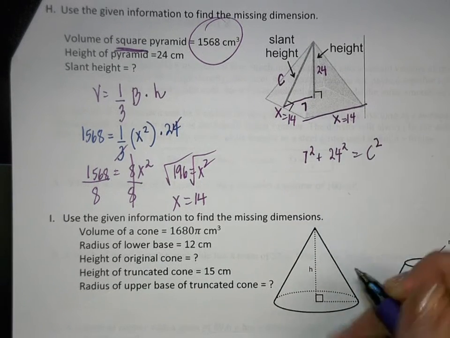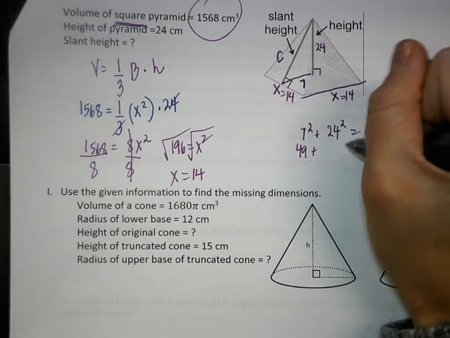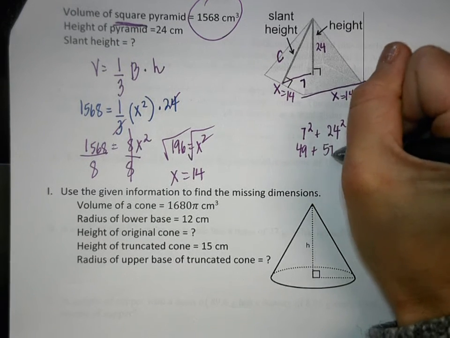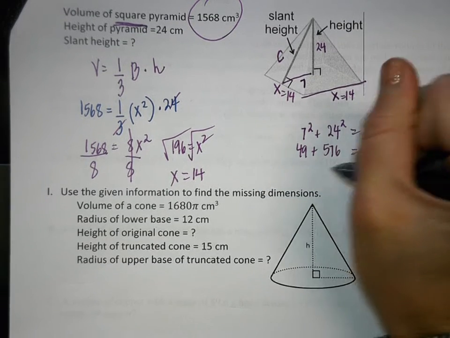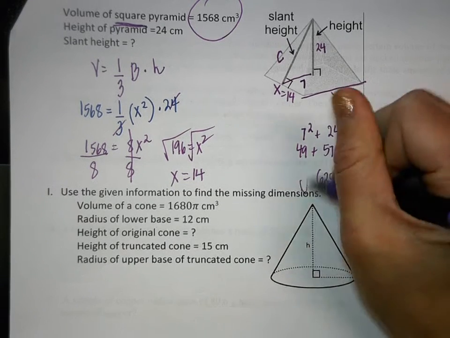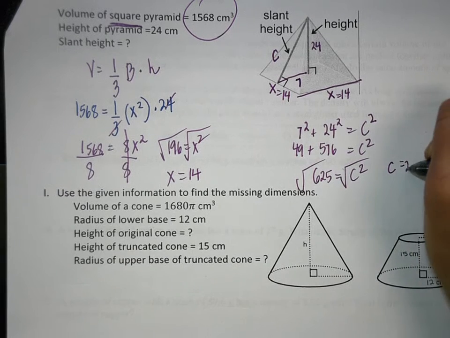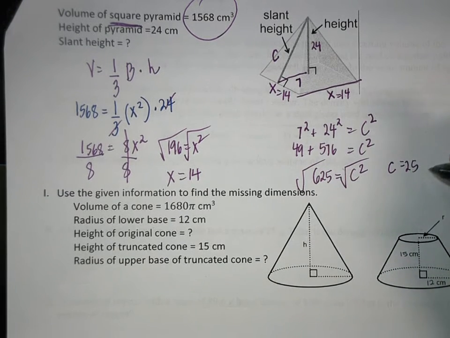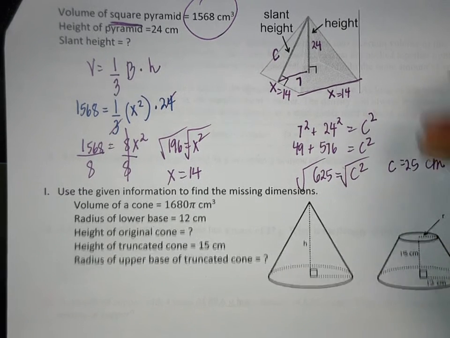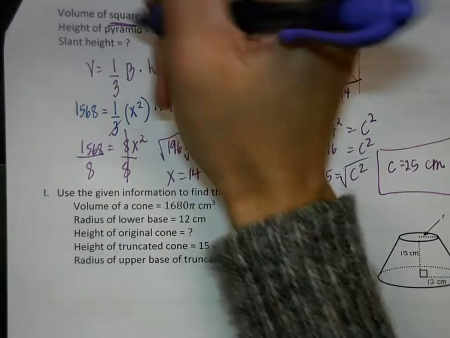7 squared is? 24 squared is? Equals C squared. When you add those together, you get 625 equals C squared. We take the square root, and what does C equal? 25. Very good. Centimeters. So, yes, 25 centimeters is the slant height. One more centimeter.